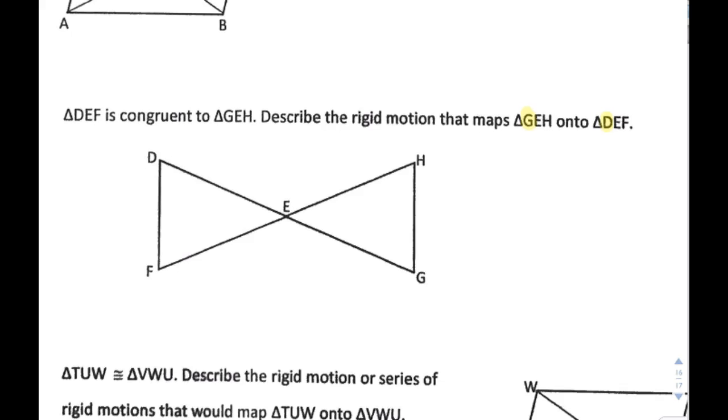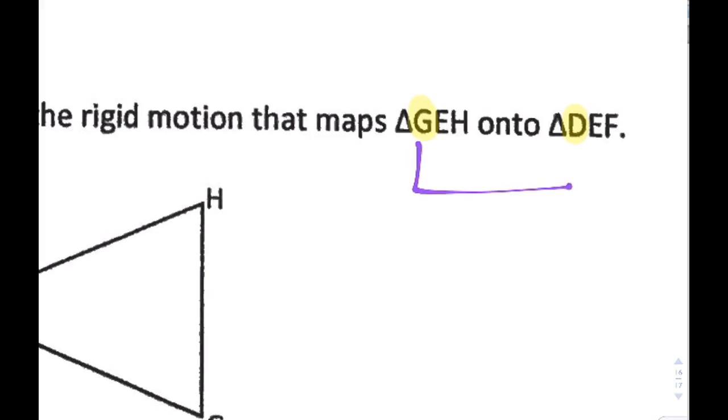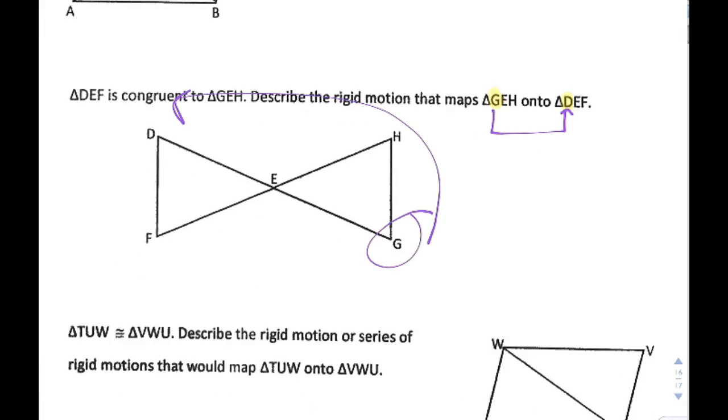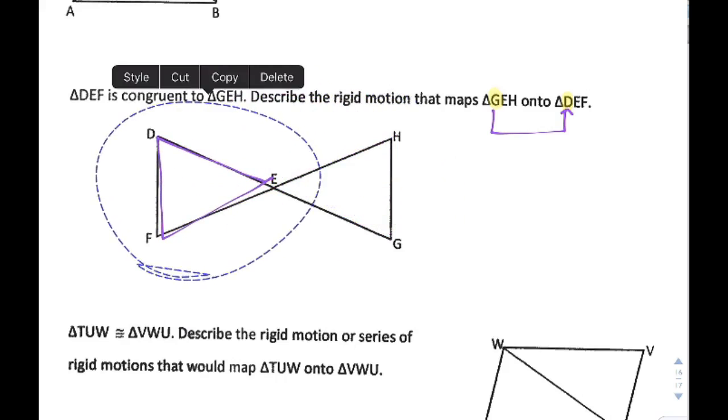Similar problem, but I want you to notice that G maps onto D. They correspond with each other. So if you look at G and D, that must be a rotation, not a reflection. So we know we're rotating. Very similar to the last problem, we are going to take GEH and rotate it about E such that G maps onto D or such that H maps onto F. So pause the video, rewind what I just said, and write that down.